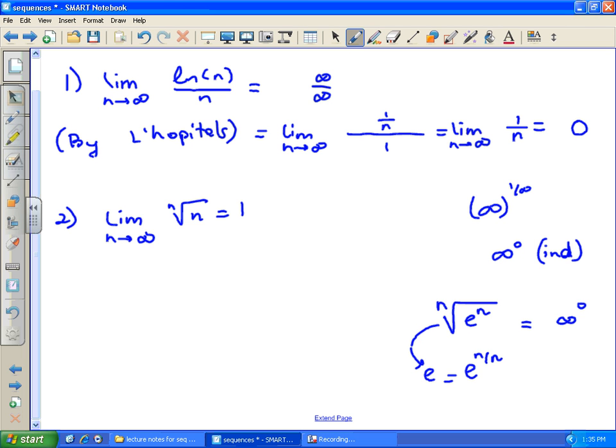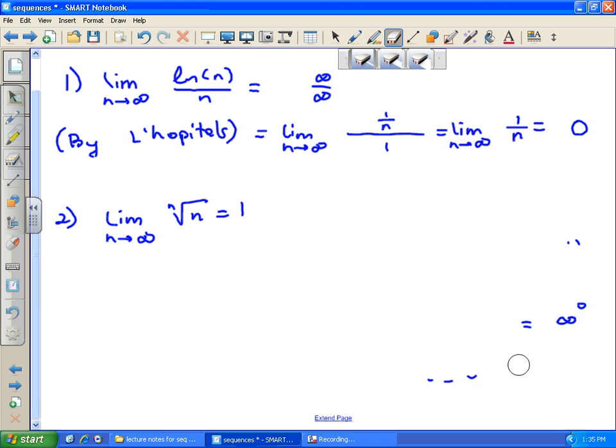So don't assume just because you have infinity to the 0, it's automatically going to be 1. Don't assume that, because it doesn't have to be that way. Like I've shown you in this very example, it's not always like that. So when you have infinity to 0, you have indeterminate form. That means you have to apply some technique to get rid of that.